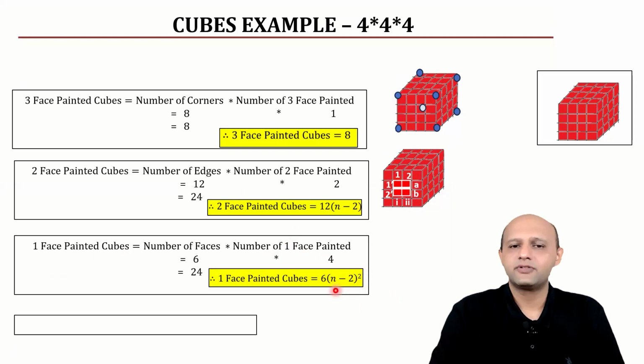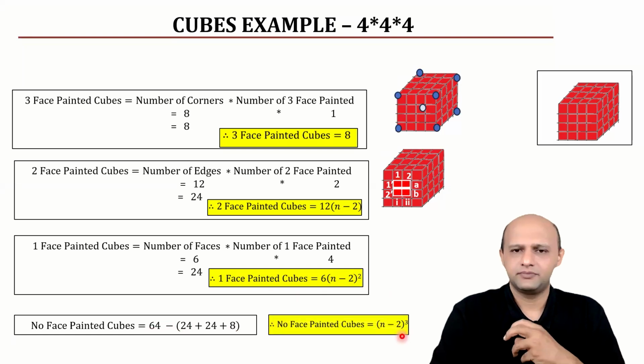So if n is 4, 4 minus 2 is 2, so 2 squared is 4, and 4 times 6 is 24. And obviously, what is the number of cubes with no face painted? If you just add this up, 24, 24, 48, and 8 is 56. Therefore, the difference here is going to be 8. 64 and 56 would differ by 8.